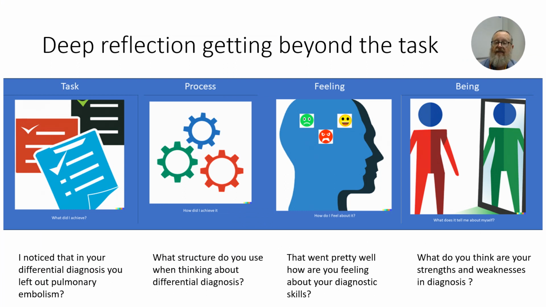Deep reflection means getting beyond the task. There are different levels of feedback about the task, from basic comments, like leaving out stuff, to the process about how the way the task was organised. For example, what structure do you use when you think about differential diagnosis? To feedback that explores emotions or beliefs about self. How are you feeling about your diagnostic skills? What do you think are your strengths and weaknesses in diagnosis? Deeper levels are particularly important when trying to understand why a smart student is not performing.